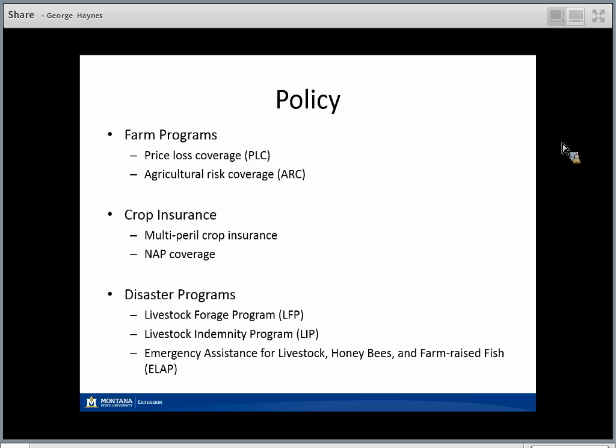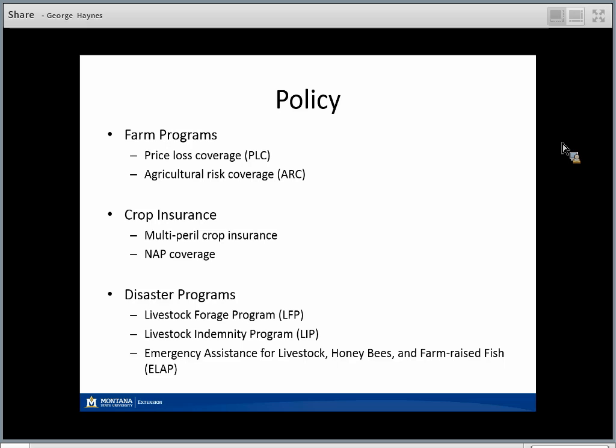And thirdly, we have kind of a mop-up program called Emergency Assistance for Livestock, Honeybees, and Farm-Raised Fish. This really covers everything that would not lead to any indemnity being paid to you by the livestock indemnity program primarily. So we'll talk a little bit about the implications of that as we work our way through these things that I consider to be policy considerations.